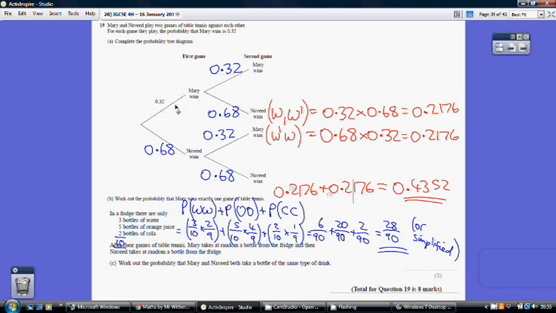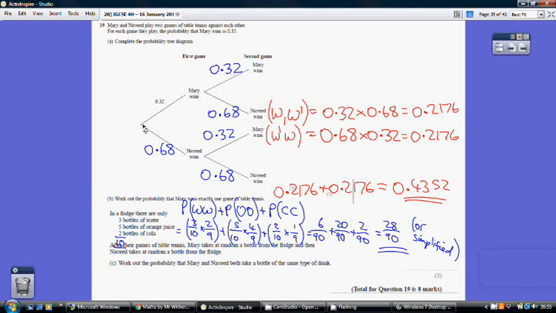So let's think about the journeys down these lines. For Mary to win exactly 1, she either wins then loses. That's winning 1, losing 1. Or she loses, then wins. This is Mary we're talking about. So loses, then wins, or wins, then loses. Each of those 2 journeys means she wins only the once. So how do we end up with this scenario here? She wins and then she loses. So 0.32 times 0.68, which is 0.2176.